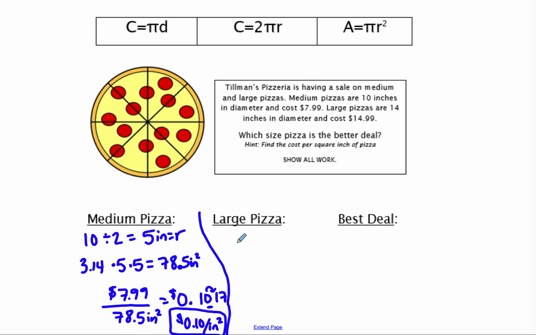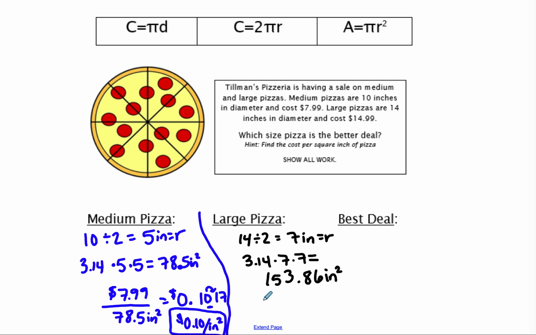Let's see, I'll switch colors for my large pizza just to try to keep things organized. Okay, large pizza is 14 inches in diameter. So to figure out my radius, I have to divide that by 2. That gives me 7 inches as my radius. So to find the area, I'm going to do 3.14 times 7 times 7. Okay, so let's see. 3.14 times 7 gives me 153 and 86 inches square. That's the area of the pizza.